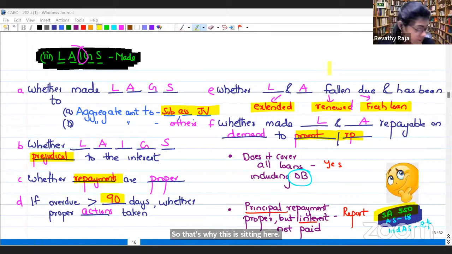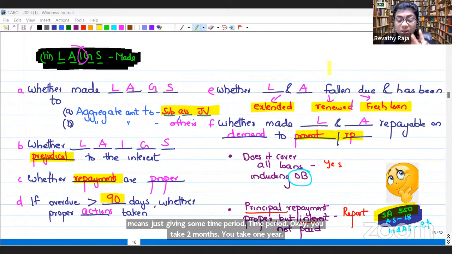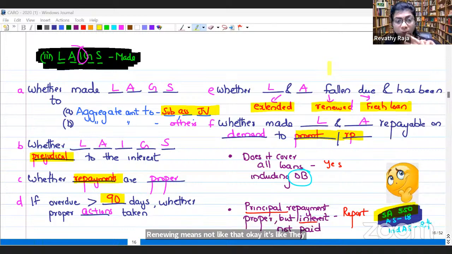Extending and renewing, is it same? Can you reply to her? Is extending and renewing same? Extending means you're just giving some time period, okay, you take 2 months, you take 1 year. Renewing means not like that. Same loan, you're renewing and giving. It's like re-executing. Fresh loan is entirely new. And so with that, clause 3 is over.